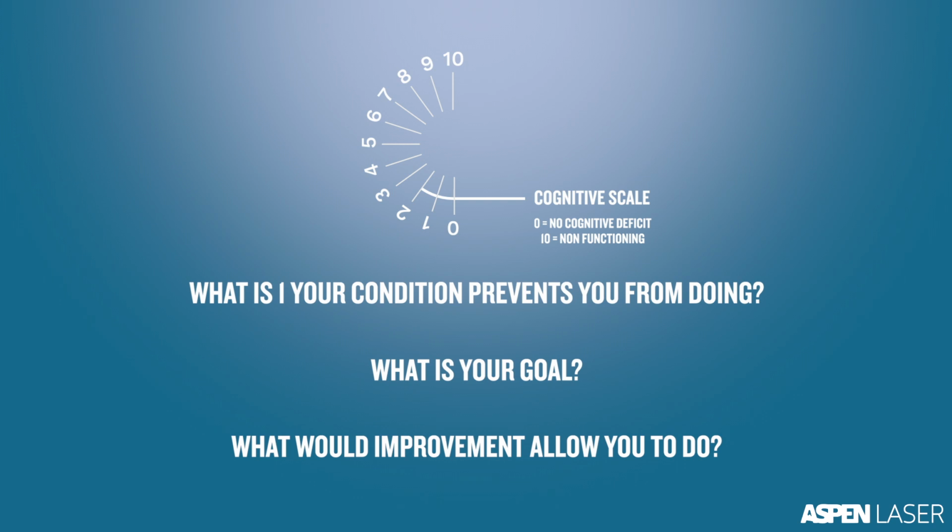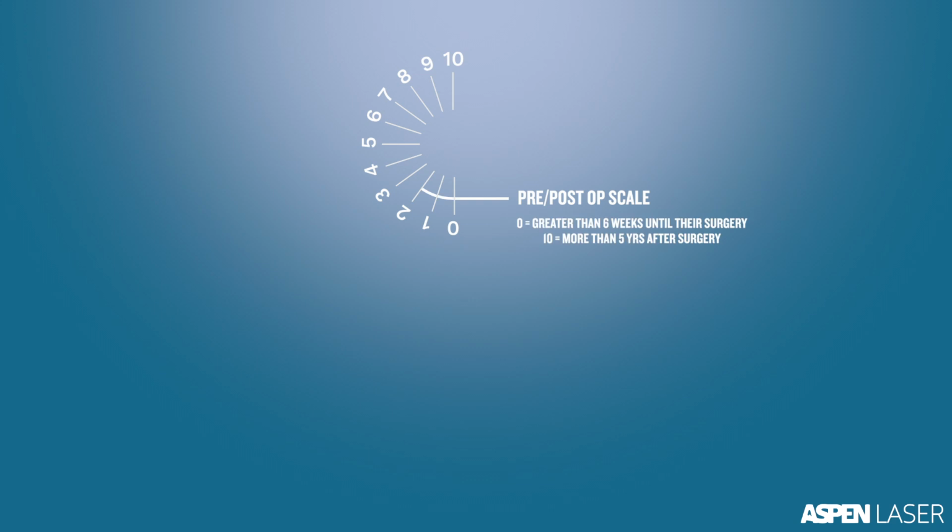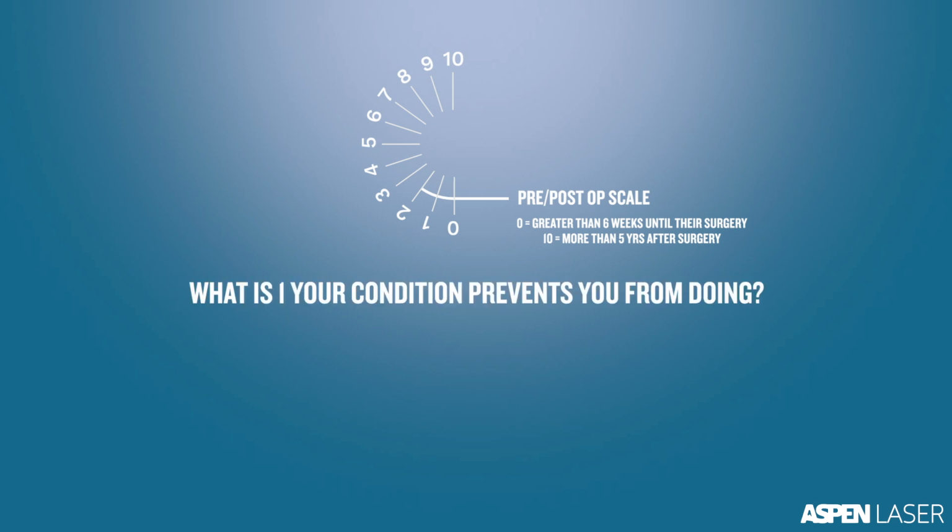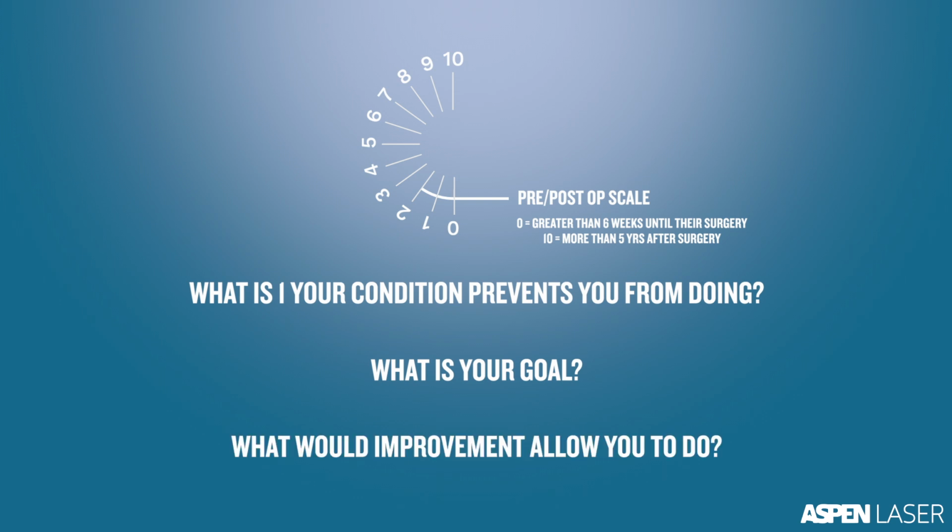For the pre- and post-op scale, 0 would be greater than 6 weeks until their surgery, and 10 would represent more than 5 years after surgery. We would follow up with what is the one thing that their condition limits them from doing. Again, asking them the 0 to 10 scale for their goal. And finally, what is the one thing that an improvement in their condition would now allow them to do?